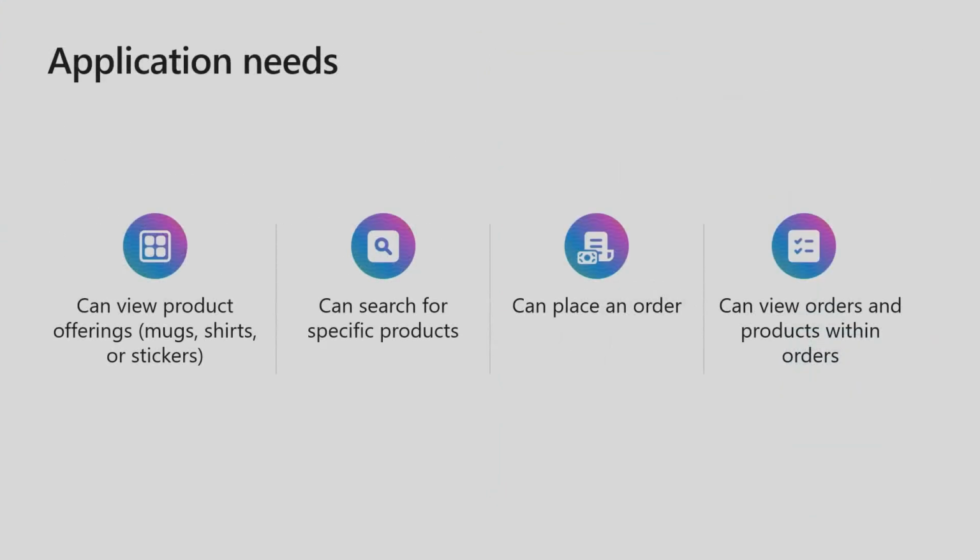And while we build our application, we really want to take a step back and understand what we want our users to do. So the first thing is that we want our customers to be able to view our product offerings on the app. We're offering 3 products for them to choose from, which are mugs, shirts, or stickers. We also want customers to be able to search for products in our catalog, place an order, and when they log back onto the application, they should be able to see all their past orders as well as all the products that they've bought.